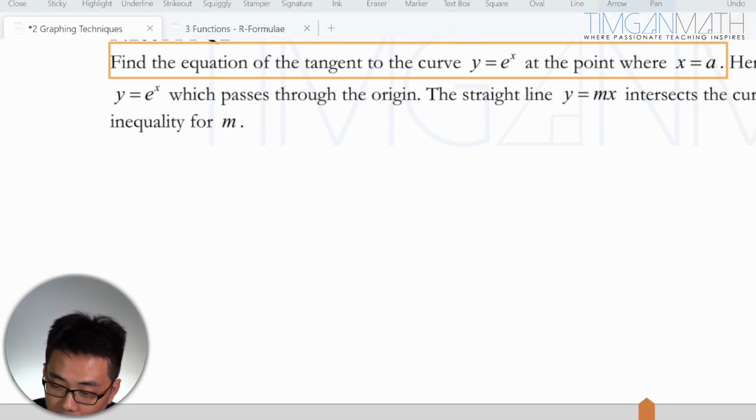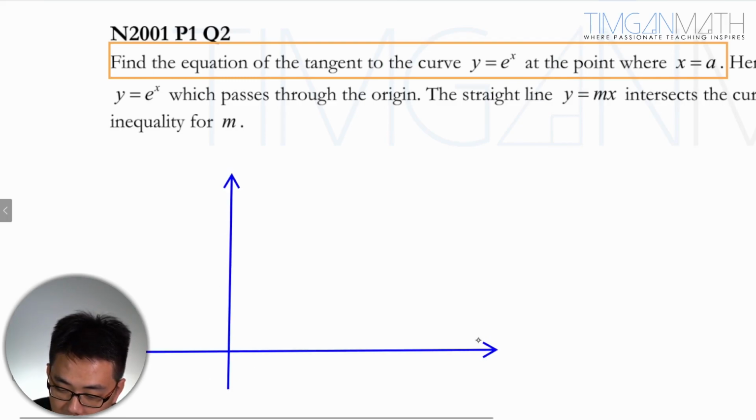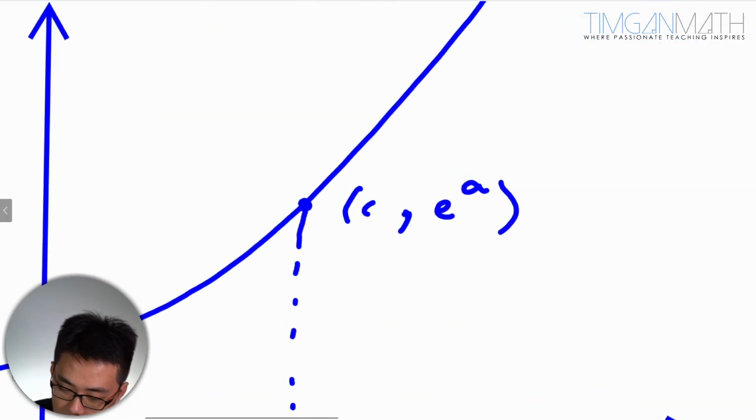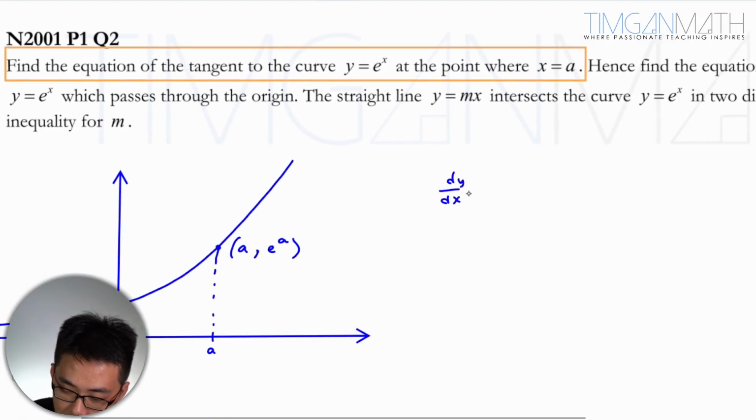Okay, this is sort of like a parametric equation. If you think about it, draw this curve here, this is e^x. If x is equal to a, this will be e to the power a. Then of course we have dy/dx, which is actually e^x. So at x equals a, dy/dx is e^a. At x equals a, y equals e^a.